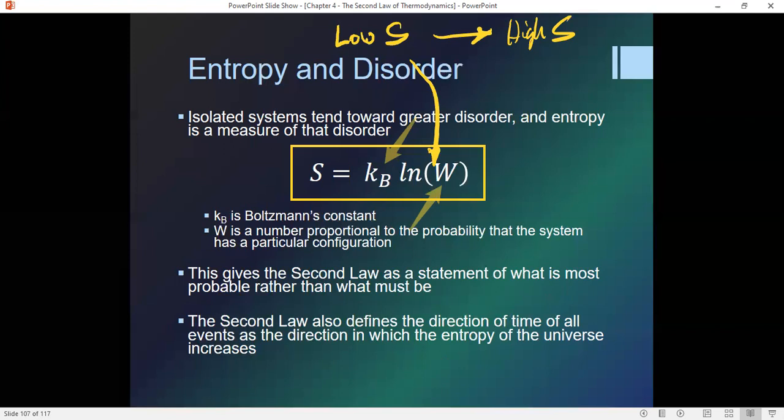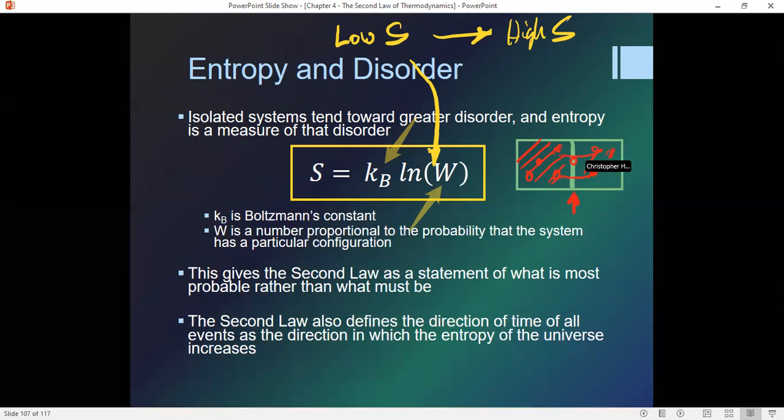Like before, we used the example of a container of gas with a little partition right here, and we have all the molecules on one side. Then we open up the partition and all the molecules flow to the other side. What's the most probable state here? Well, as long as that partition is in, nothing's going to change. But once I remove that, it's much more likely that all the molecules will distribute evenly on both sides.